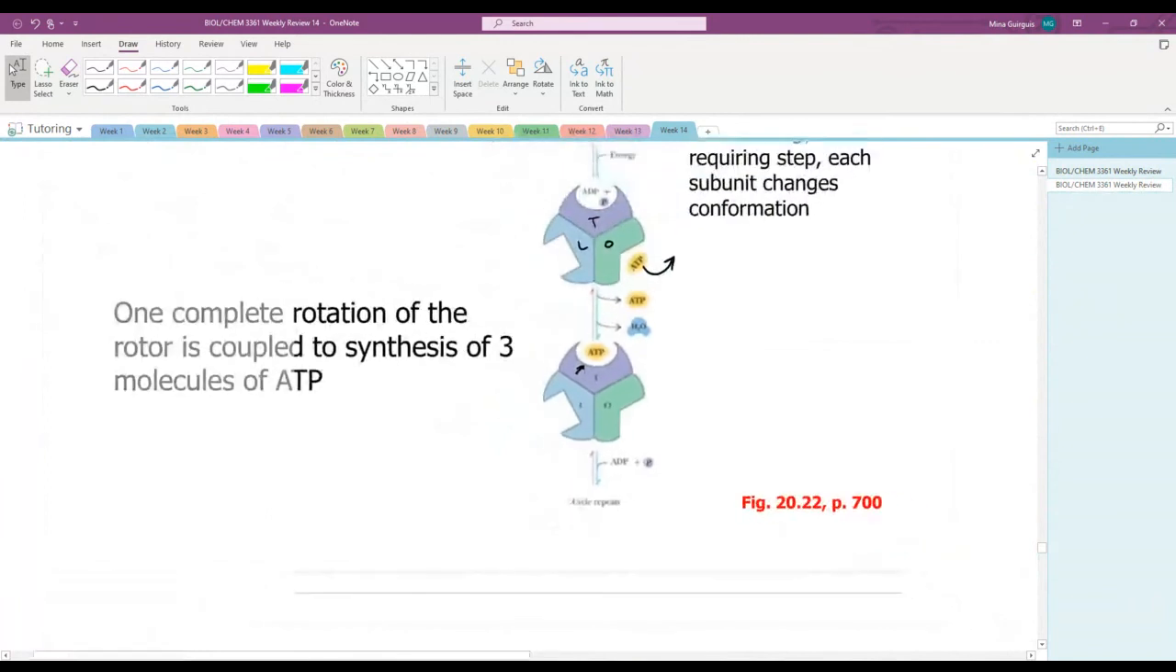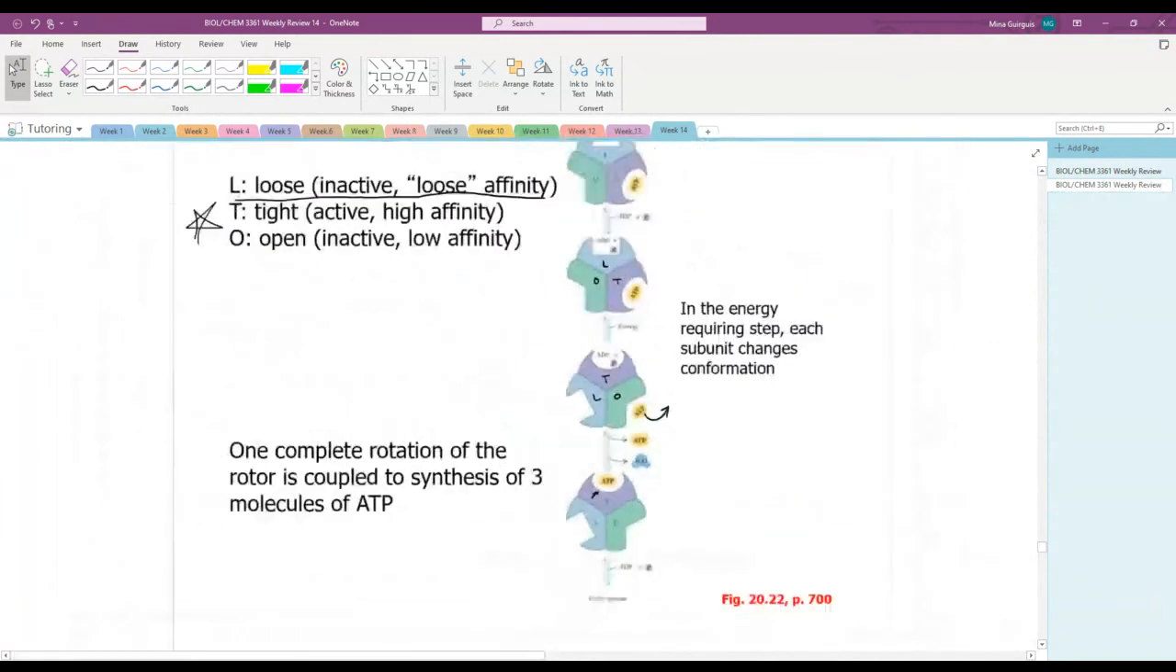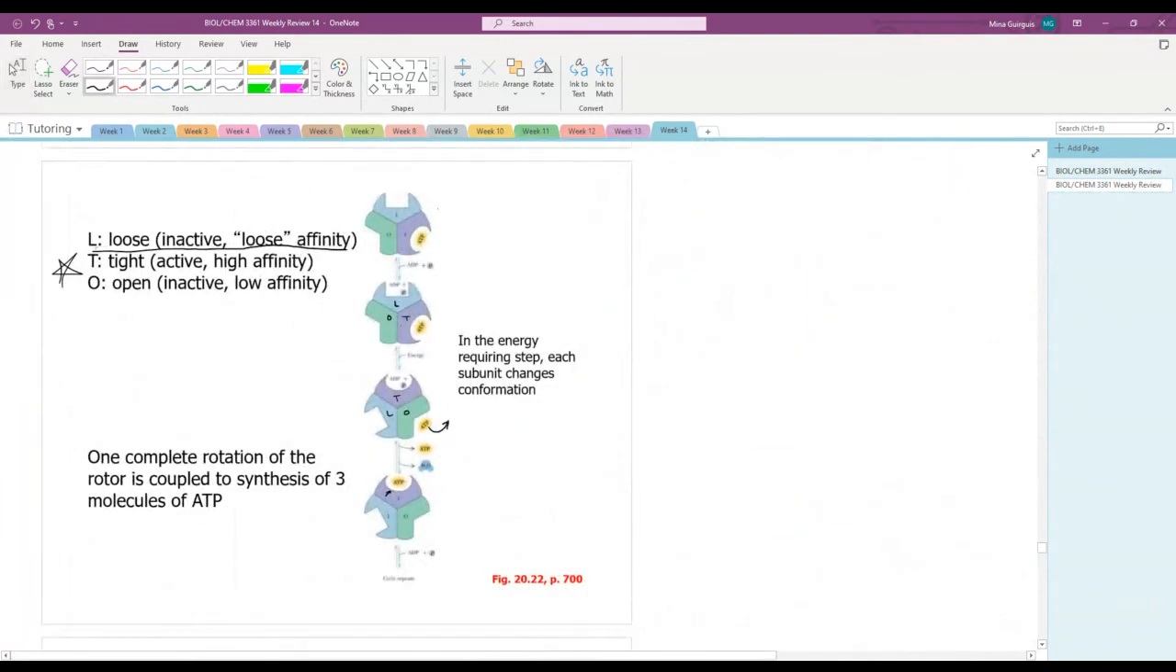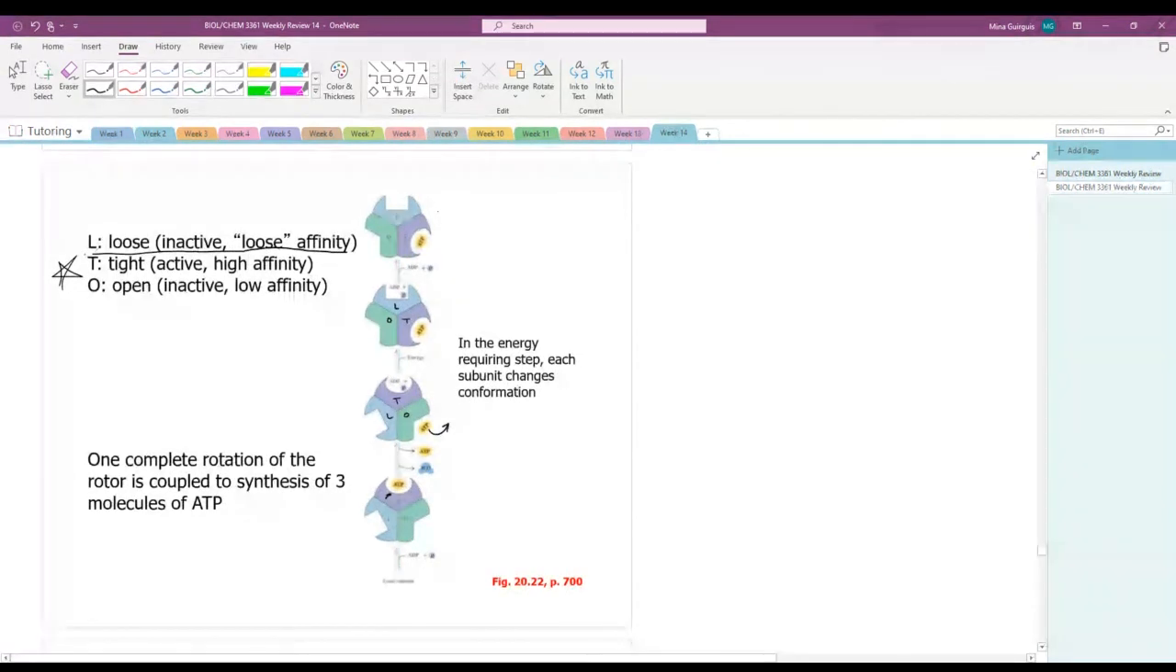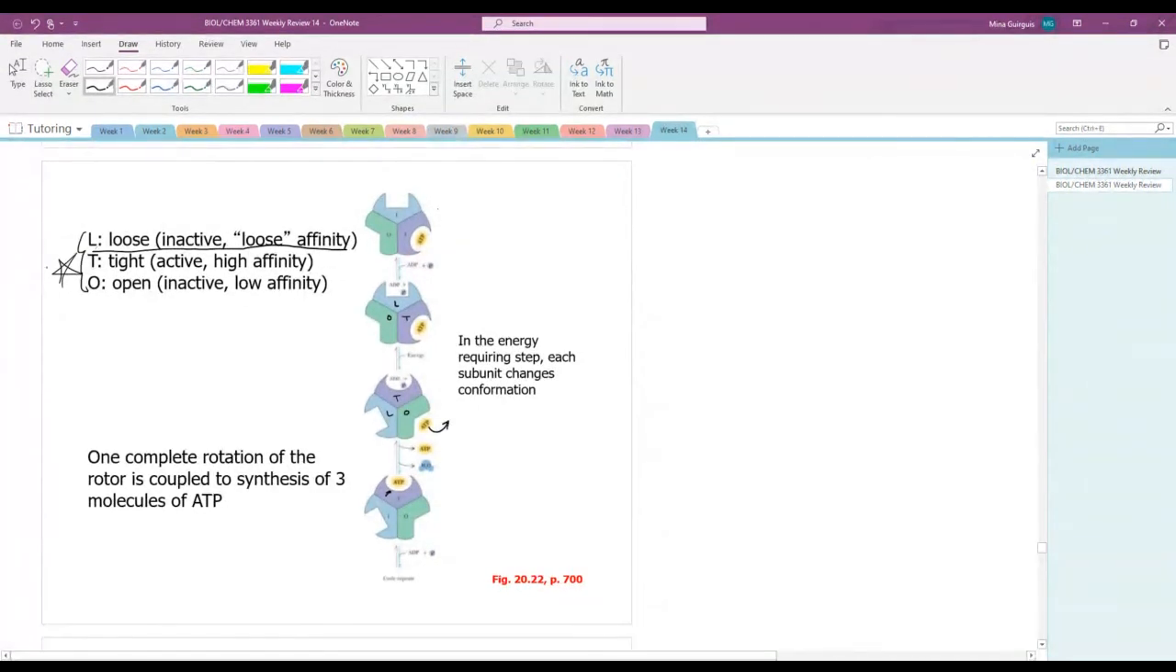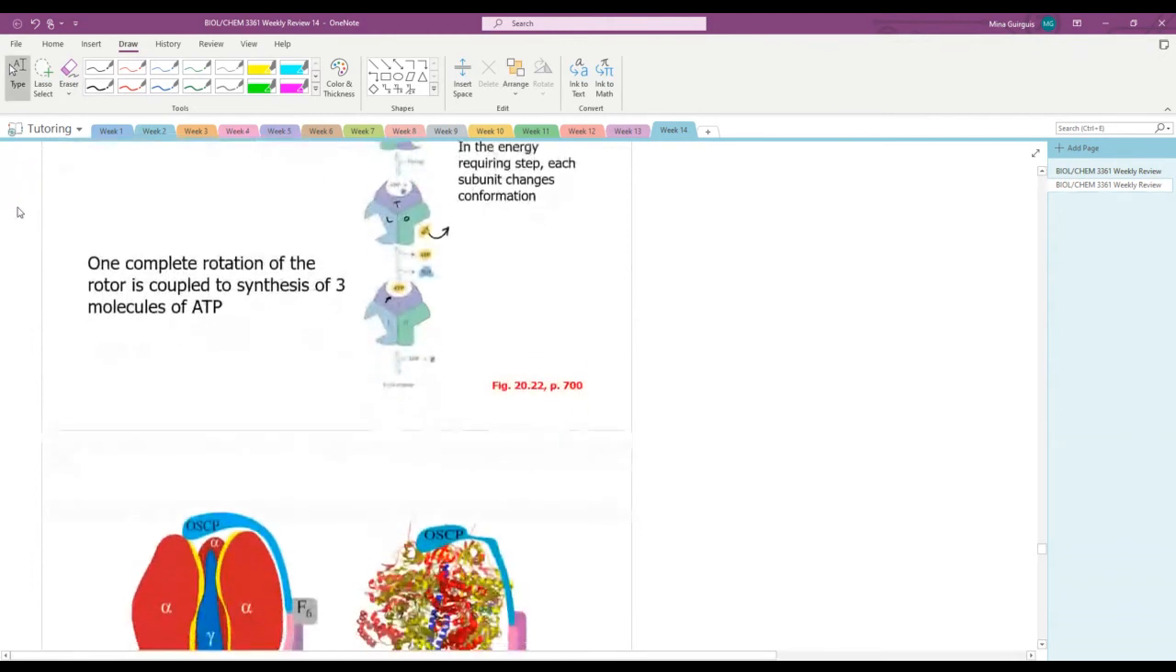In other words, what we're seeing here is each subunit is going through this cycle from loose to tight to open, from loose to tight to open, and repeat. And in doing so, when it becomes the tight subunit, it can react with ATP. And then when it becomes the open subunit, it can release that ATP. And then the loose subunit is the intermediate, okay?